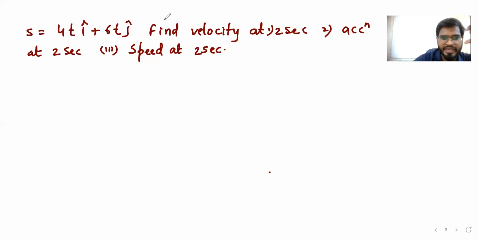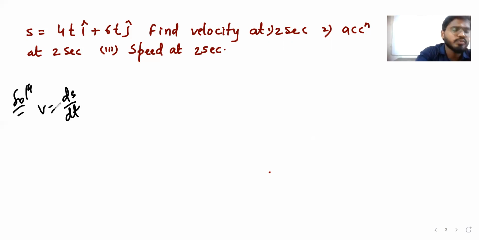Displacement is given as 40 i cap plus 60 j cap. Find velocity at 2 second, acceleration at 2 second, and speed at 2 second. Guys, for finding velocity we'll have to differentiate one time, right? So let's find this. Velocity first: ds by dt is going to be the velocity. So 4 i cap, only t is there, and 6 j cap, that is the velocity.